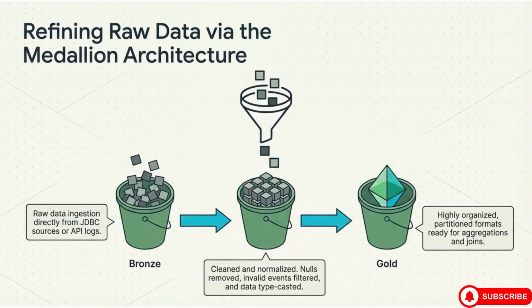A common best practice in modern data engineering is the Medallion Architecture. The bronze layer stores raw incoming data directly from databases, APIs, or event streams. The silver layer focuses on cleansing and normalization by removing nulls, validating formats, and standardizing schemas. Finally, the gold layer contains highly optimized and business-ready datasets designed for analytics, aggregations, reporting, and machine learning. This layered approach improves governance, reliability, and data quality across the pipeline.